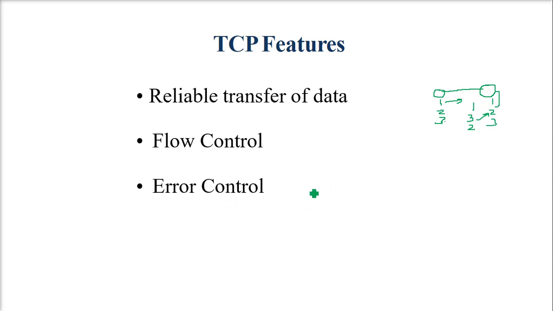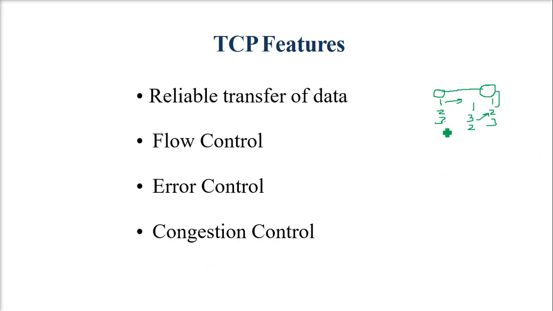Error control, because TCP has a checksum. The checksum will decide: the sender sends it, and the receiver tests the checksum, and if some error is there, then retransmission can happen. And finally, congestion control.